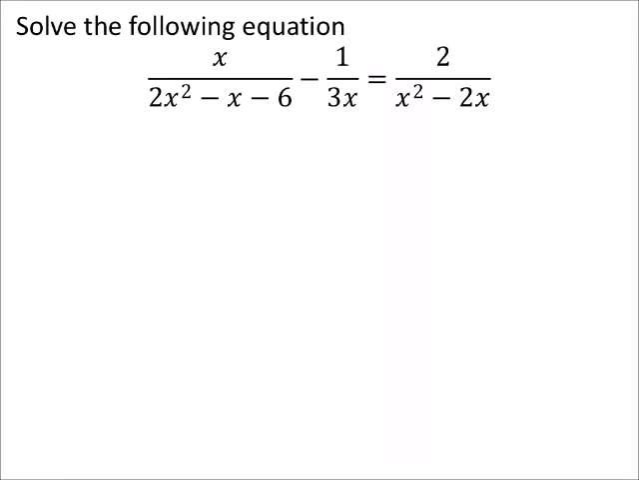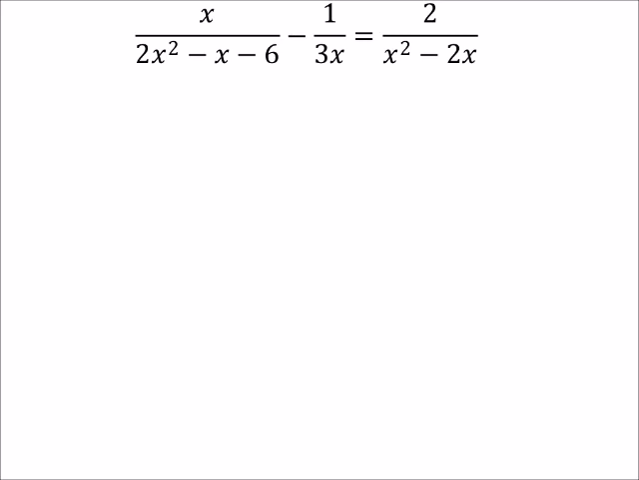All right, this one now is looking to solve. So if we can get common denominators for all three terms, then we can ignore all the denominators. All right, so let's start with this first term.